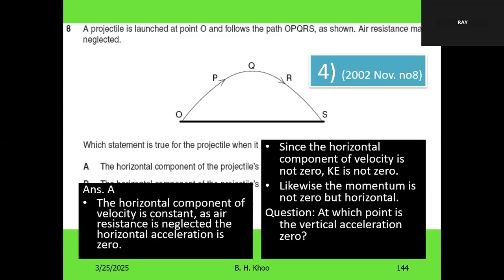Question: at which point is the vertical acceleration zero? Q? No. Acceleration doesn't disappear. It's always there. This is a trick question. Oh, g never goes to zero. It's always there. Only the vertical velocity goes to zero.